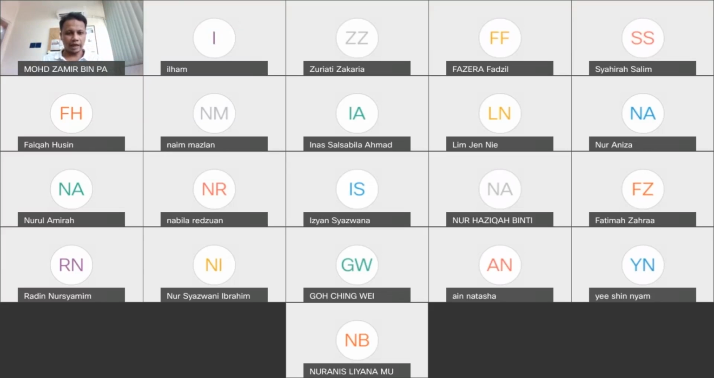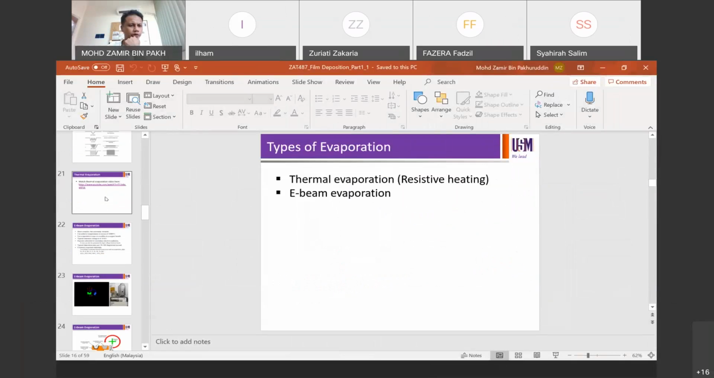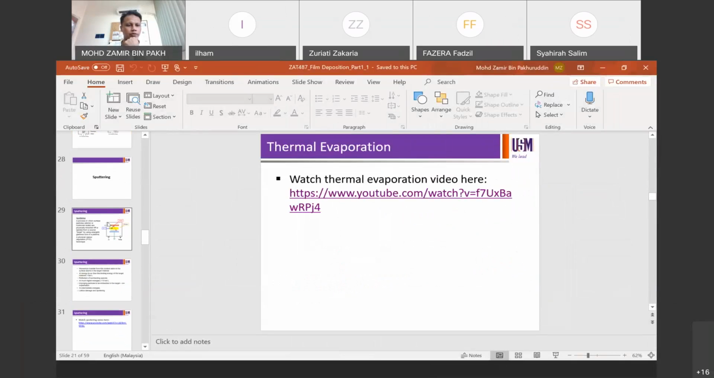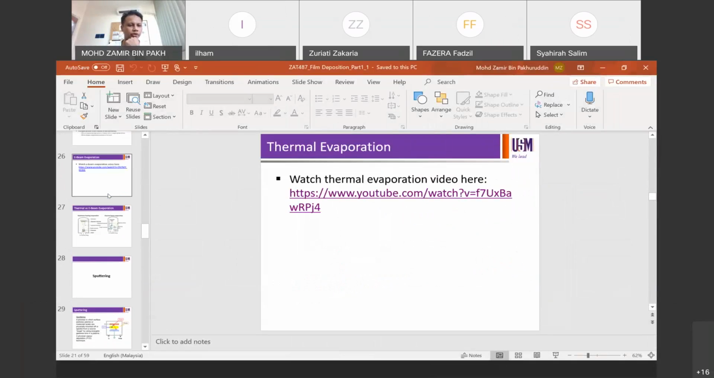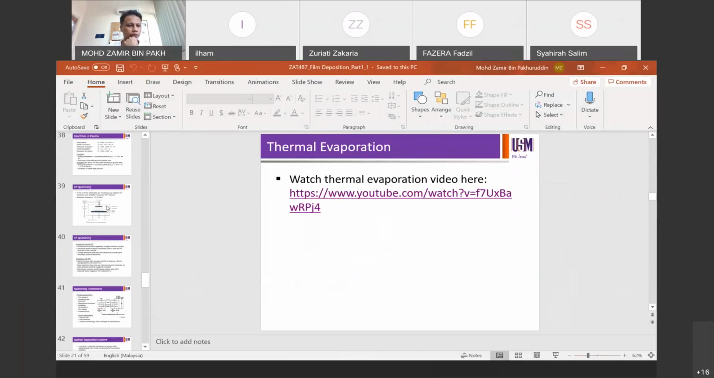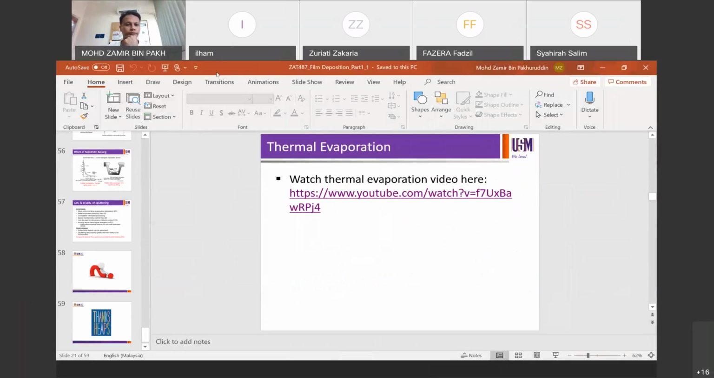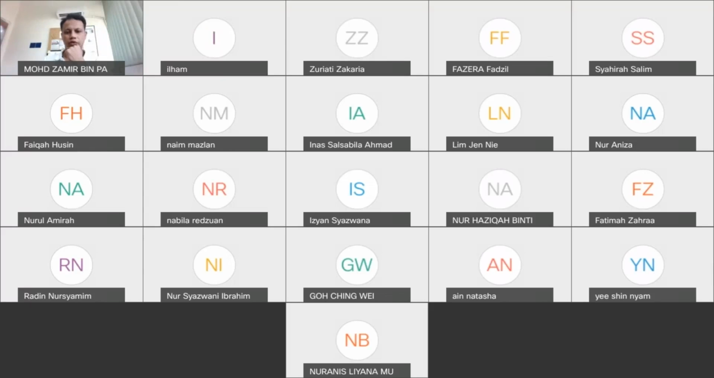Okay, let me see what else is left on the slide. I'll just continue next time. We're now on page 21. So the next one will cover electron beam evaporation, and then we'll move on to sputtering and all the process parameters related to both deposition techniques, right? So done with thermal evaporation.